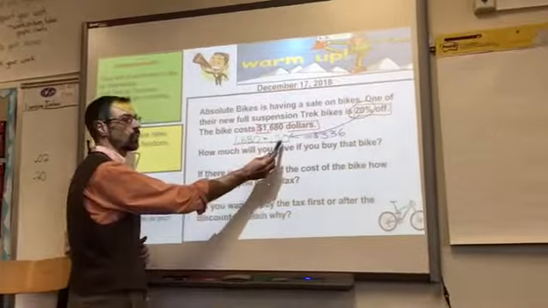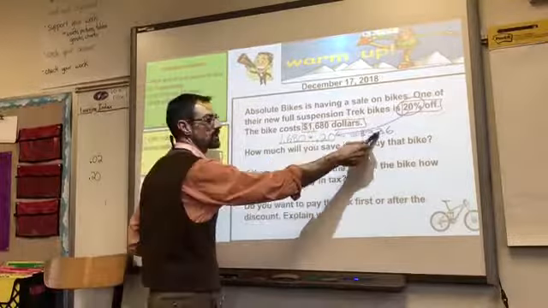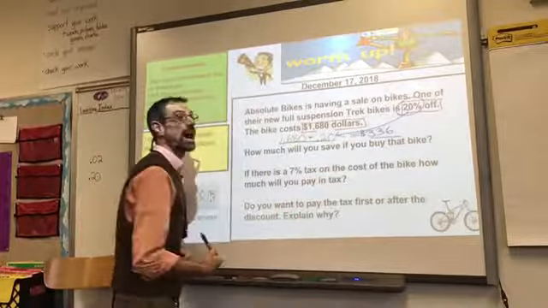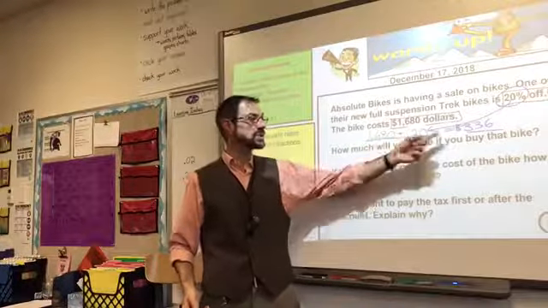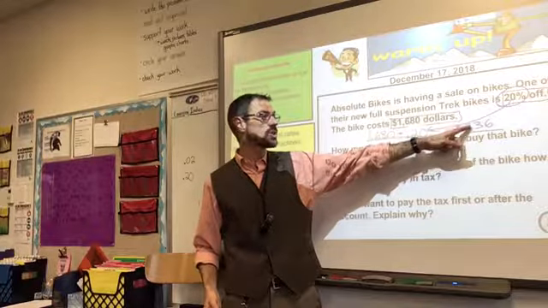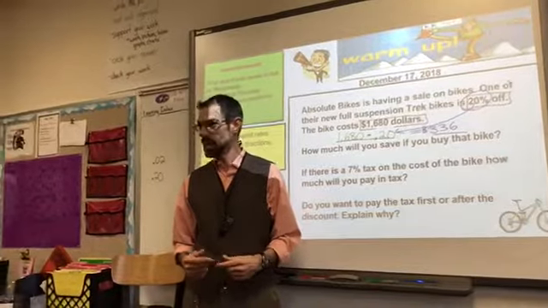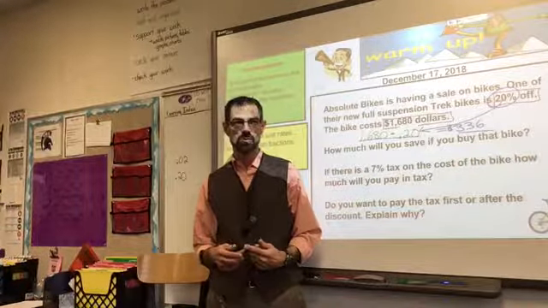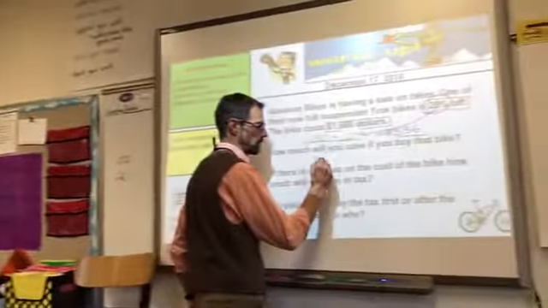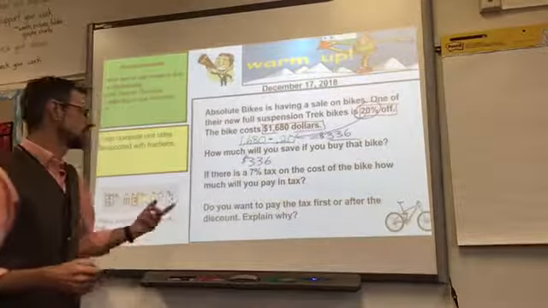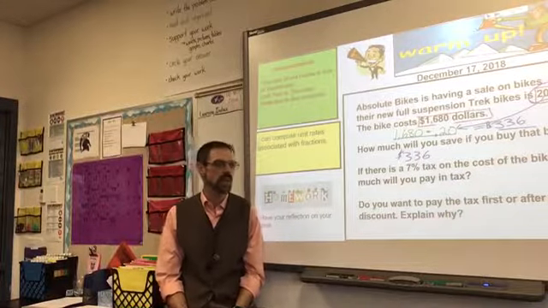This here is basically saying what is 20% of that. It's not saying how much I'm going to pay. Now it's saying how much am I going to save. So if that's what the price was, I know that the new price with 20% off is $336 less. You agree with that, Otis? So how much will I save on the bike? $336. If there was a 7% tax on the cost of the new bike, how much will you pay in tax?